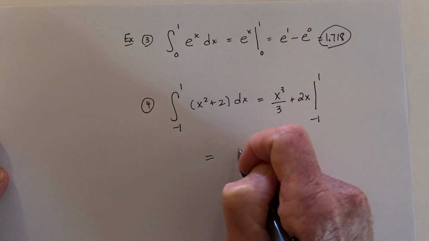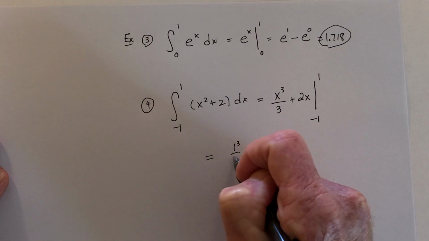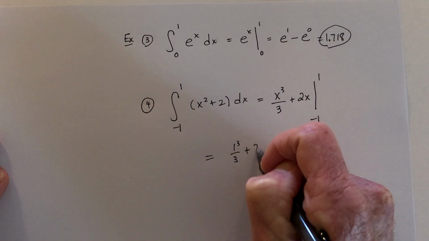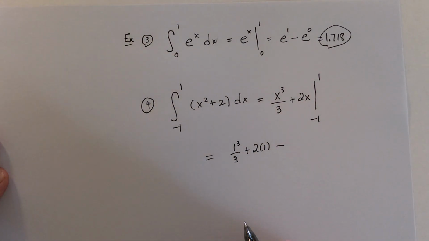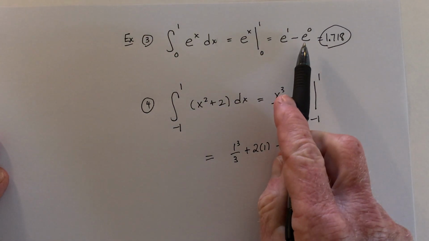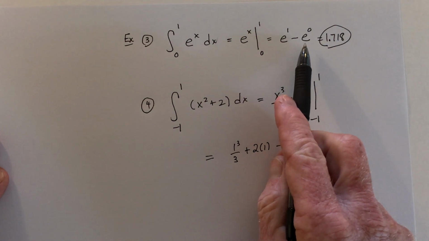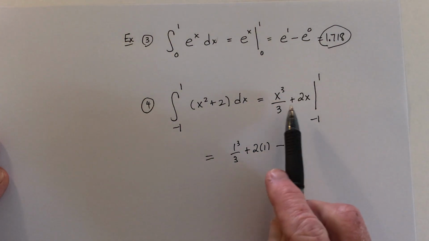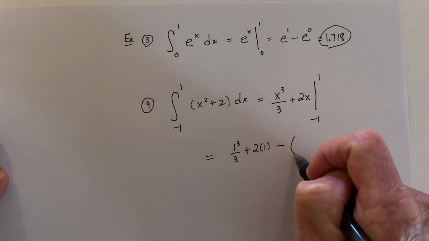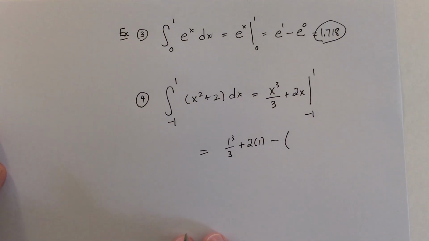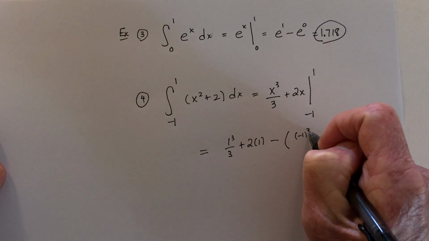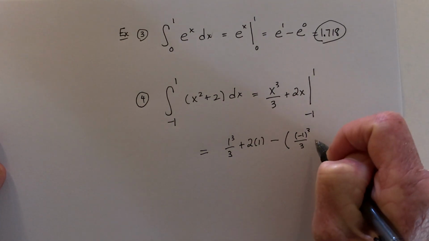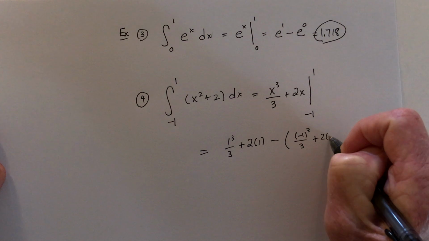That's going to be 1 cubed over 3 plus 2 times 1, and then minus. When there's only one number, you can just say minus that one thing. But this has two things, so I should put parentheses because the minus applies to both of them. And then it's going to be -1 cubed over 3 plus 2 times -1.